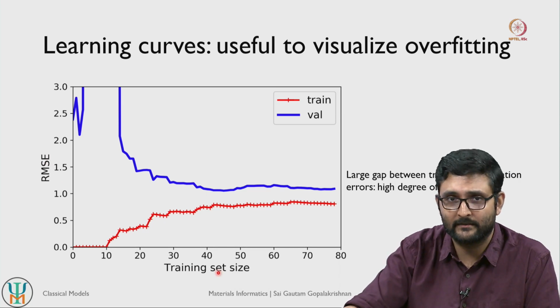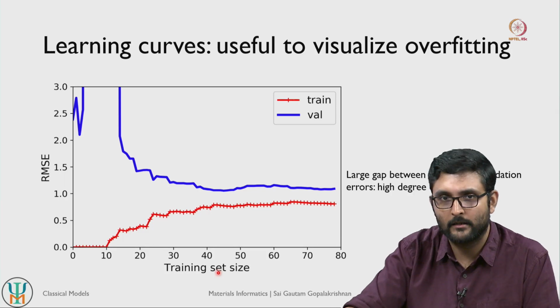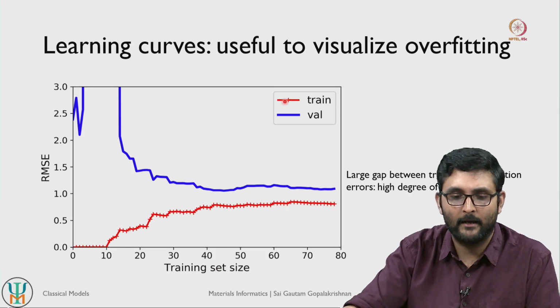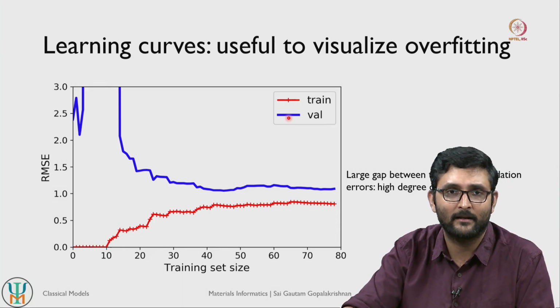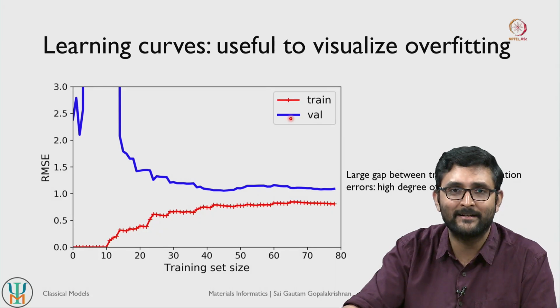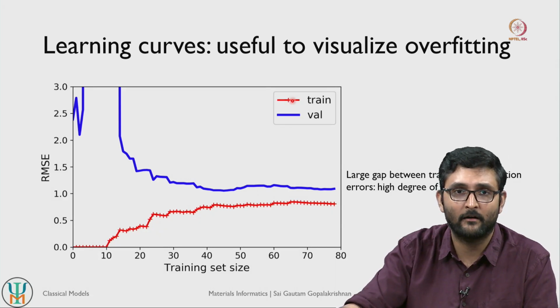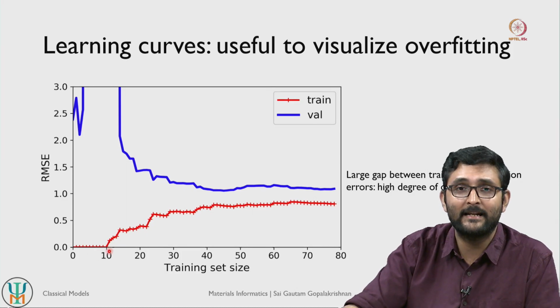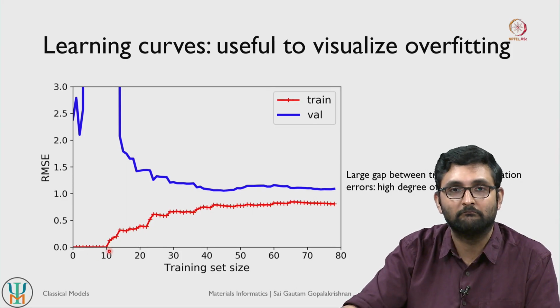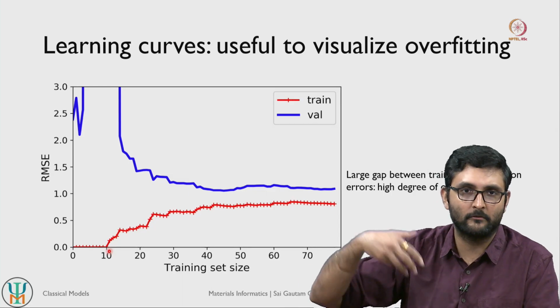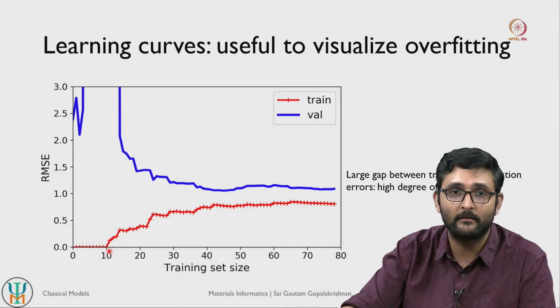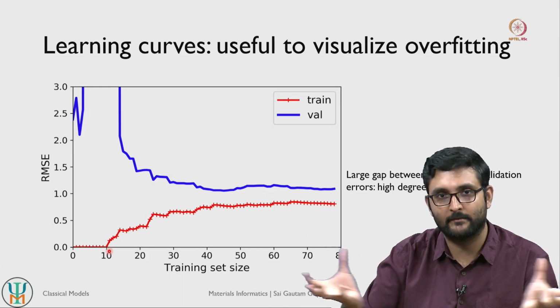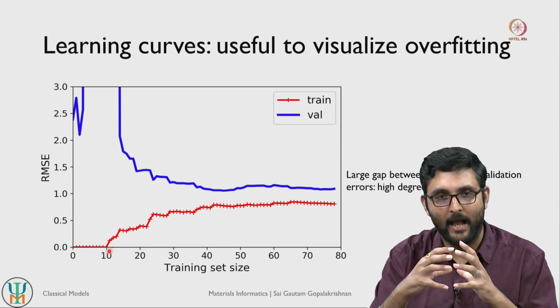as a function of training set size for a polynomial regression model. The red data points are training data points and the blue data points are your validation errors. So these are errors on your validation set, these are errors on your training set, right. So let us say you have a 10-degree polynomial model, so you have features up to the 10th degree polynomial.